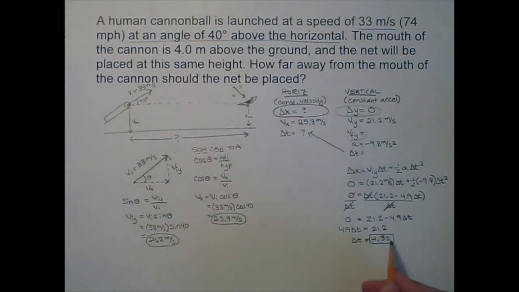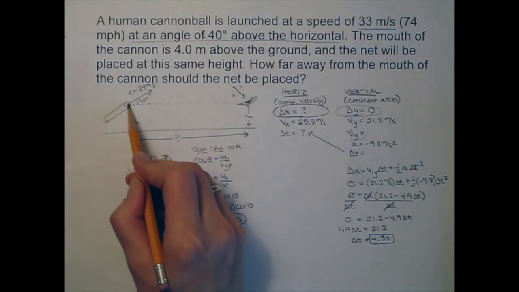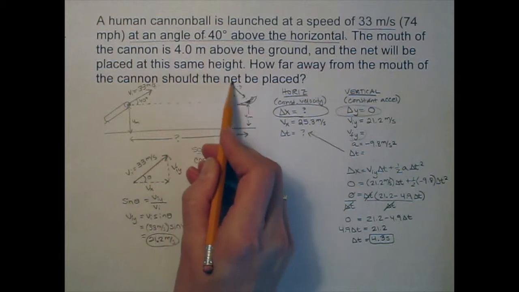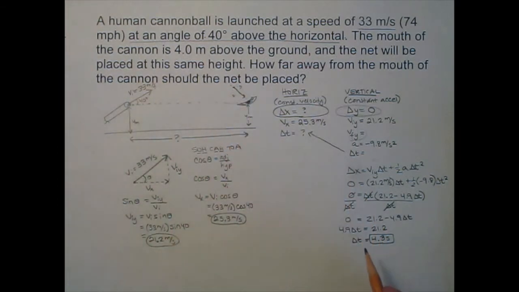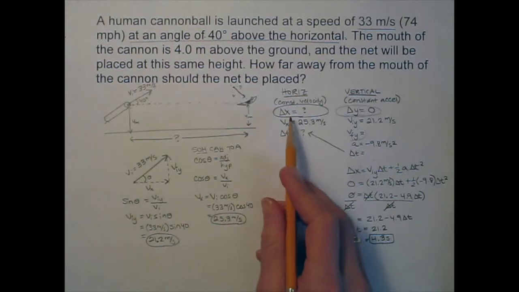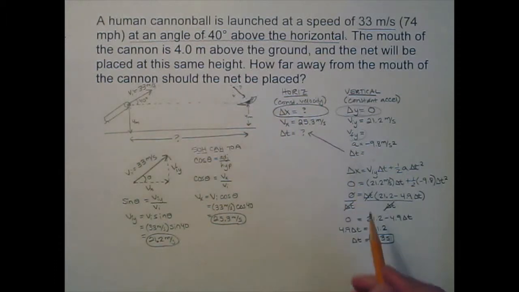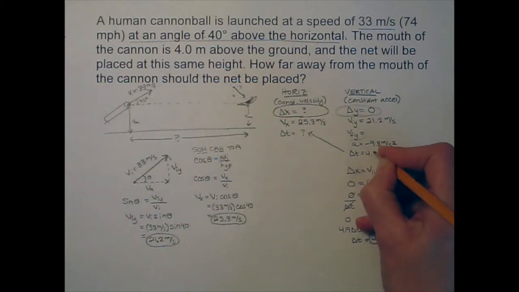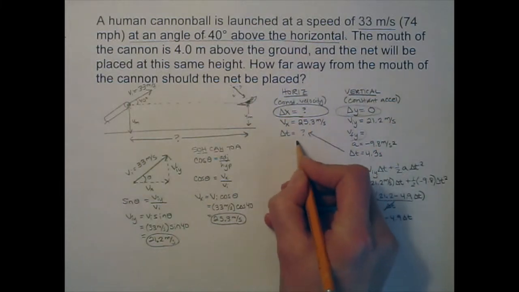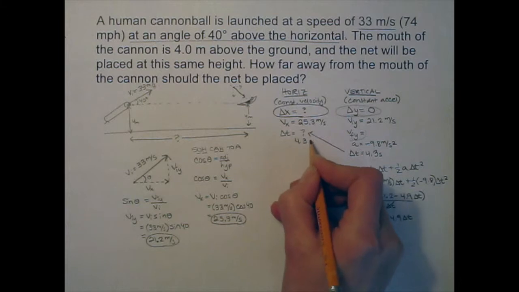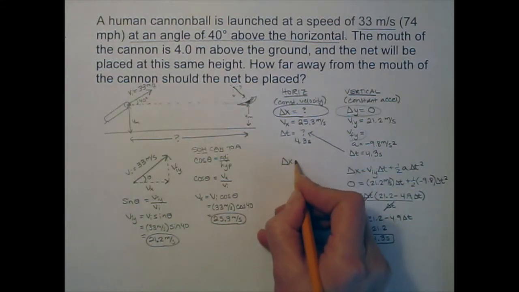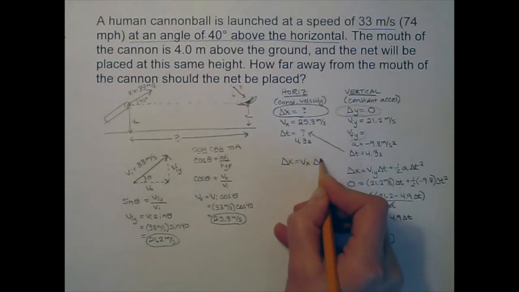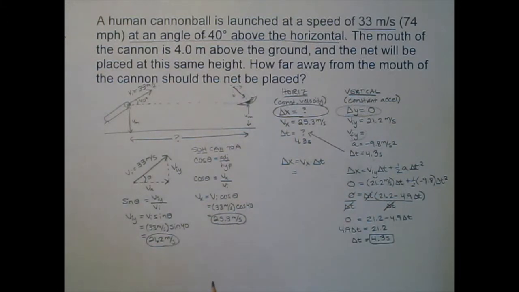So think about what your answers mean. Going back to the picture, this is the time it takes for it to go from this height back to the same height. So that's the time it takes to land in the net. And what we're looking for is where the net should be placed. So now, if I know the time here, that's going to be the same time here. And now we can use our constant velocity equation to find the horizontal displacement.